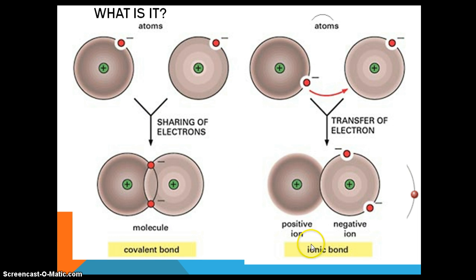Here's what we know about an ionic bond. We get something positive and something negative. But that's not the case in a covalent bond because we are sharing those electrons. We're not losing any or gaining any.